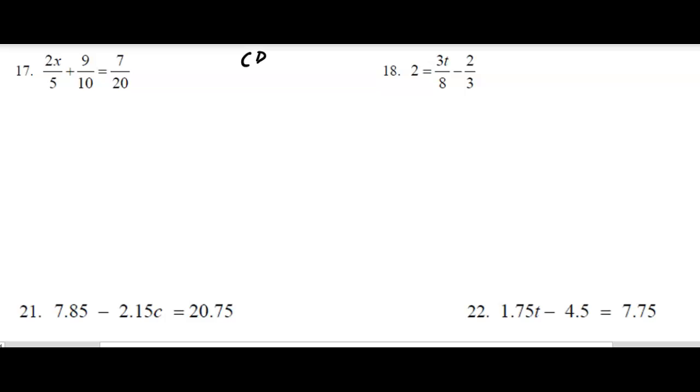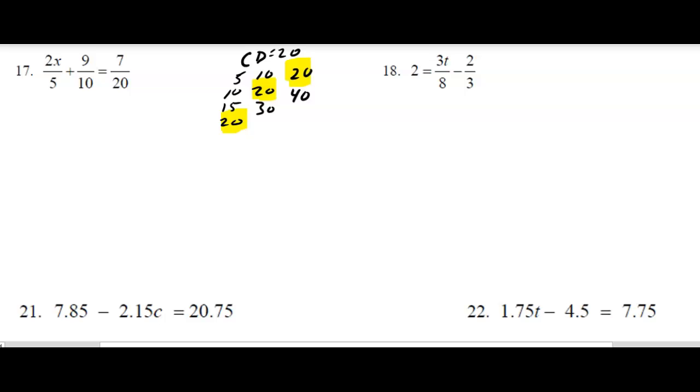So my common denominator in this case, if I start with my 5s, obviously I go 5, 10, 15, 20. Just doing multiples of 5. And my multiples of 10 are 10, 20, 30. And my multiples of 20 are 20, 40, 60, etc. And you'll notice that my 20s all match. So that is my common denominator, 20.